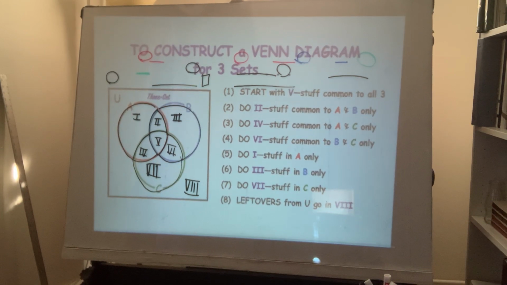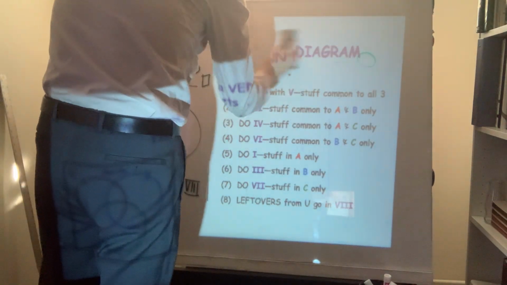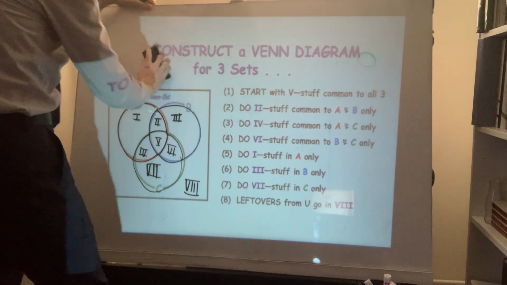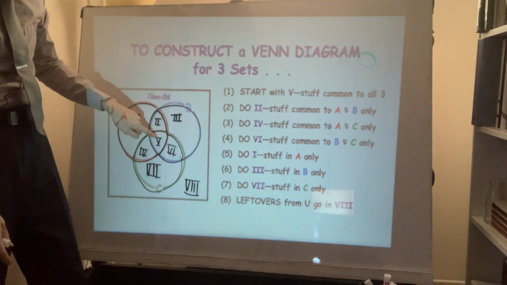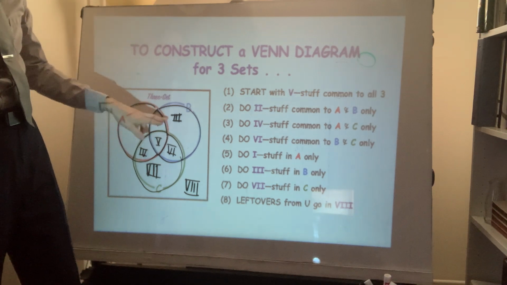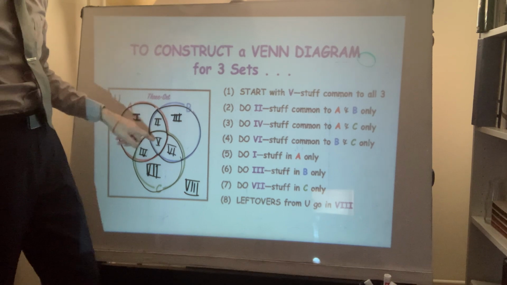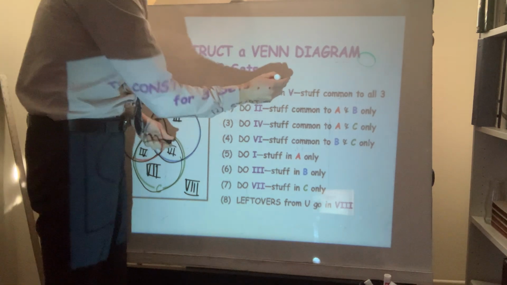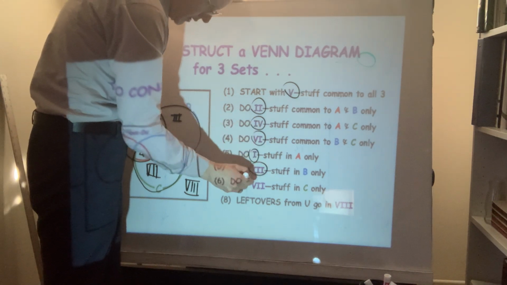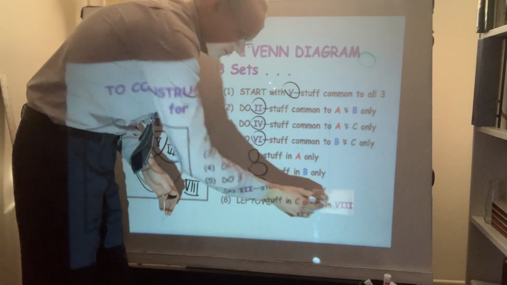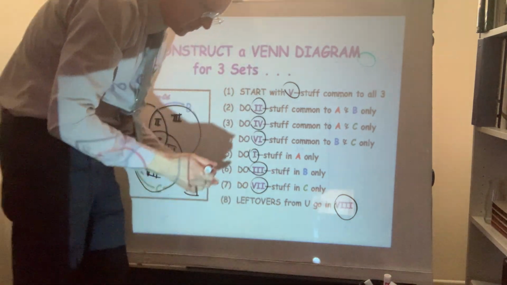Whenever you do these, the procedure that will serve you best is to start with region 5, dead center. That is the category that is the overlap of all 3 simultaneously, right? Then do region 2, 4, 6, 1, 3, and, pardon me, 7, and then 8 in this order. Do it that way every time.